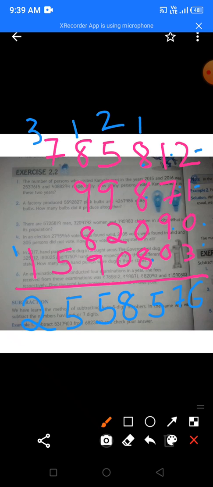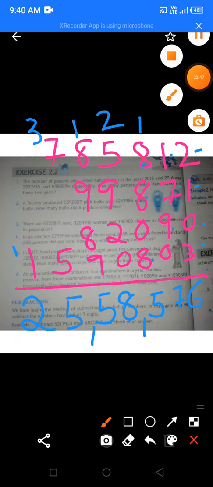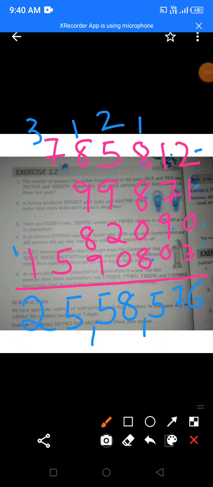So how many rupees did the examination board receive? It had received 25 lakhs 58,576. Okay, children? Yes or no? Yes, children. It has received 25 lakhs 58,576. So you will write this down in your notebooks. I hope this is clear to you.